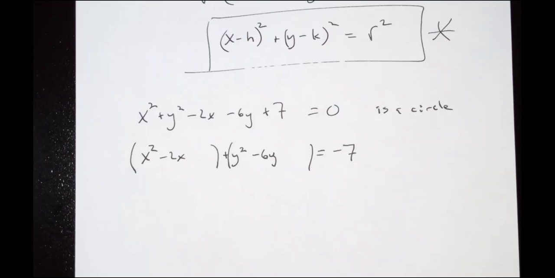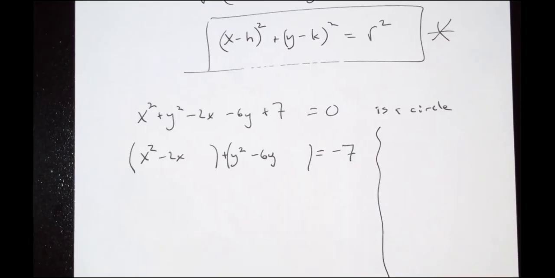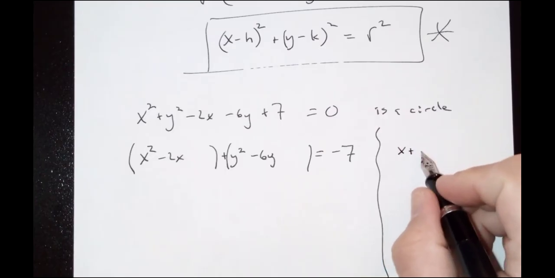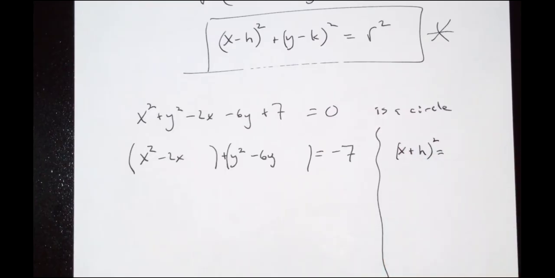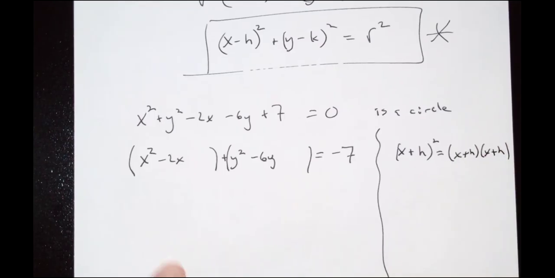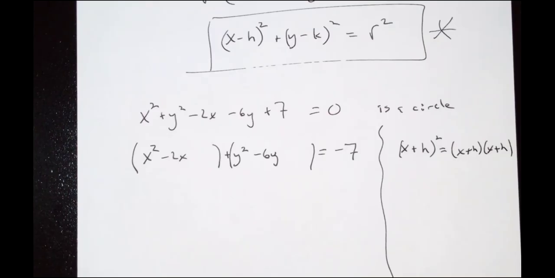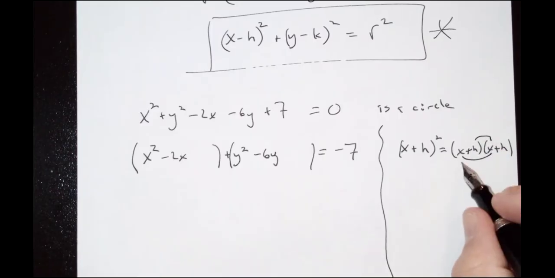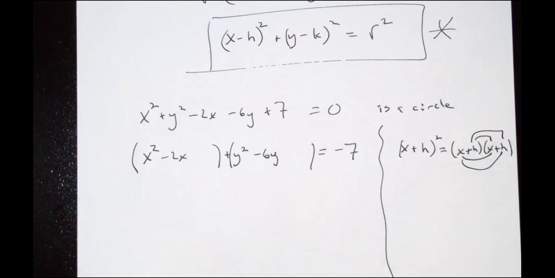Hang on a second. I need a little bit of scratch paper here off to the side. If I have x plus something squared, and I multiply that out, that's x plus h times x plus h. Multiply it out for me. Distribute. What do I get? Jordan?